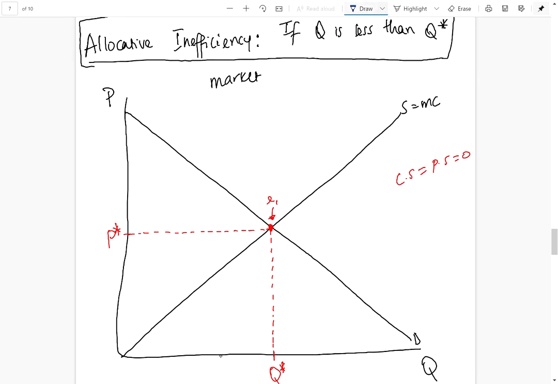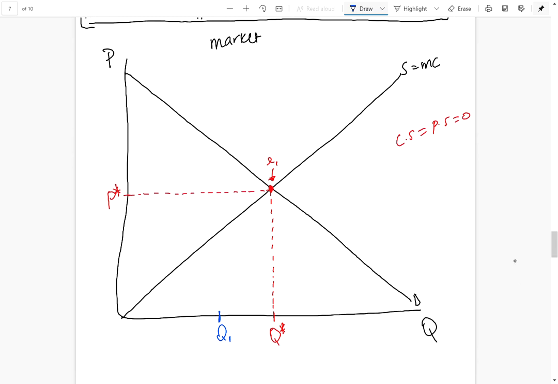So if we have some Q here, let's call this Q1, that is less than Q star, right? So we start at 0. So we can trace this out to see what price in the markets will be. Now, because the quantity in this market is less than equilibrium, we see that the price is going to be higher in this market. So this is our new price. We'll call this P1 in the market.